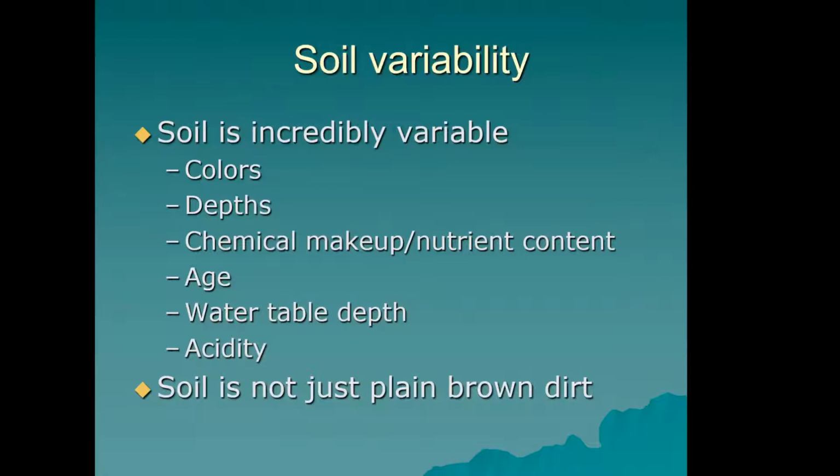Now, I mentioned at the beginning that a lot of people, when they think of soil, think of brown dirt. Well, it's not that. It's much more variable than that. There's a lot of variation in soil colors, in the depths of soil. Some soil is very shallow. Some soil you can dig for 20, 30, or 40 feet. The chemical makeup and nutrient content of soil: is it fertile? Does it have a lot of nitrogen, phosphorus, and potassium and other stuff that plants need, or does it not have that stuff? That's very variable from spot to spot.